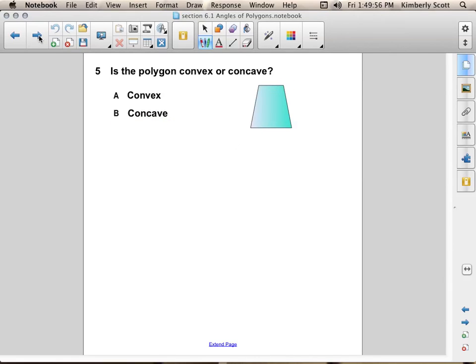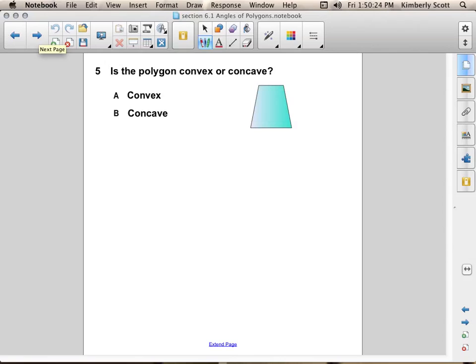Is this polygon convex or concave? This one, I can extend that one. Nope, don't have any points inside. I can extend that one, don't hit any points inside. I can extend that one, don't hit any points inside the polygon. For every line that is true, this is a convex polygon. One way you might want to think about to remember it is concave polygons look weirder than convex polygons most of the time.